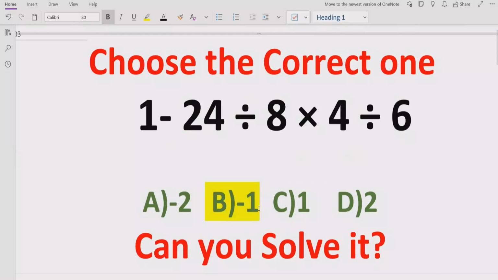So I hope you understand how you can solve the given expression using PEMDAS and BODMAS method and find out the correct answer. That's it for today.